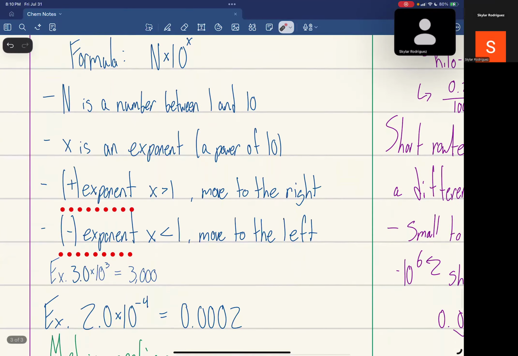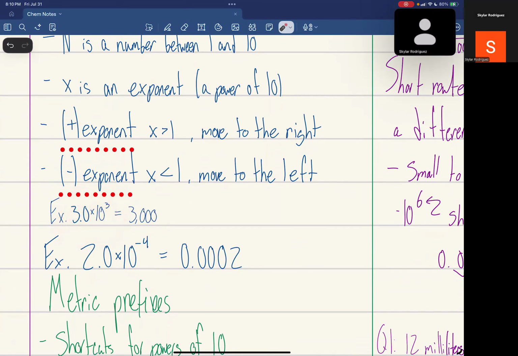If there is a positive exponent, it means it's a larger number, more than 1. You move the decimal to the right. For example, 3 times 10 to the third power is equal to 3,000. When it's a negative exponent, it's smaller, less than 1. You move the decimal to the left. For example, 2 times 10 to the negative 4 is 0.0002. I think I didn't add an extra zero.